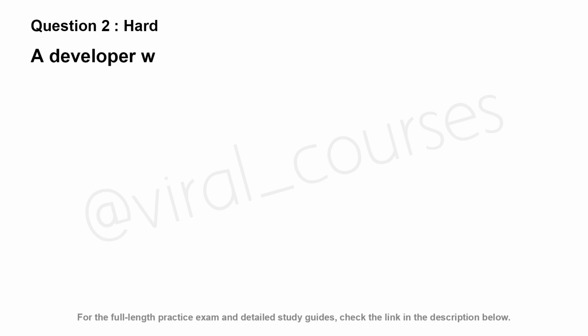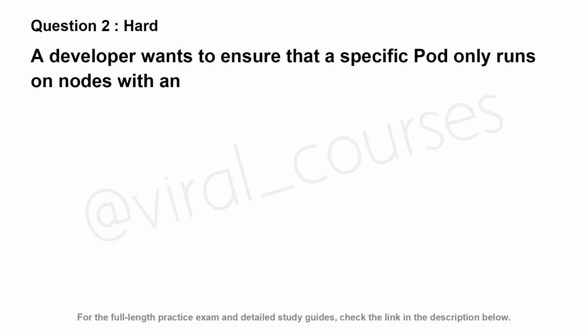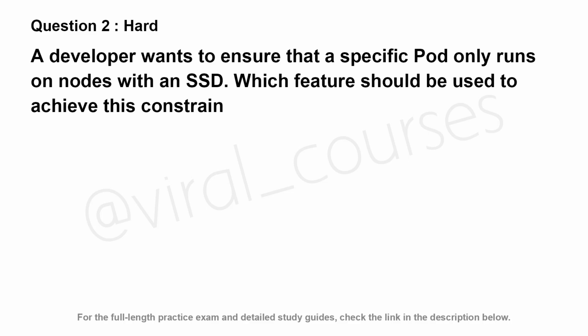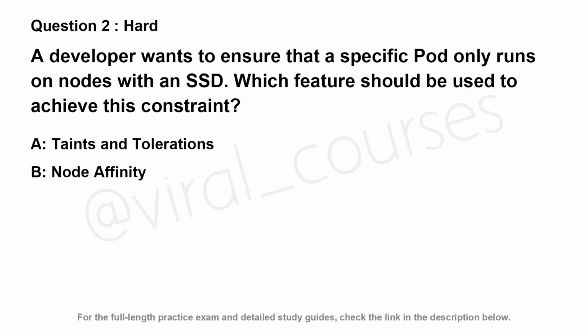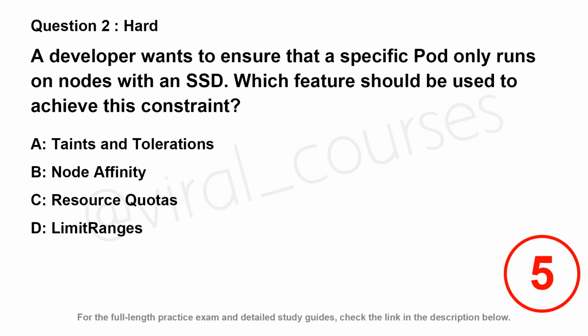A developer wants to ensure that a specific pod only runs on nodes with an SSD. Which feature should be used to achieve this constraint? Option A, taints and tolerations. Option B, node affinity. Option C, resource quotas. Option D, limit ranges.